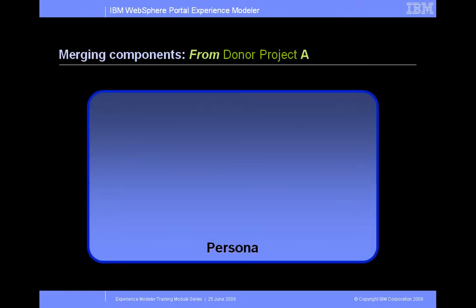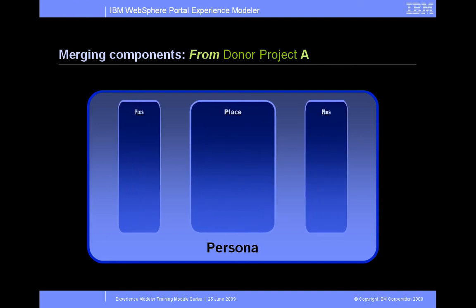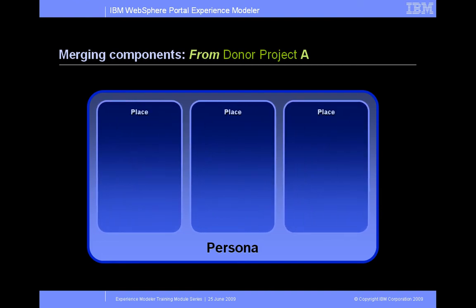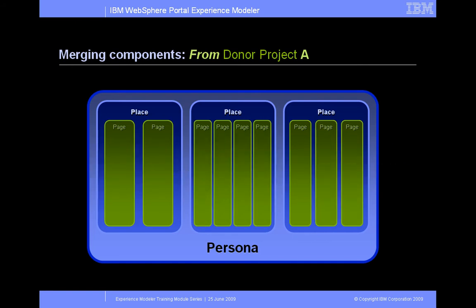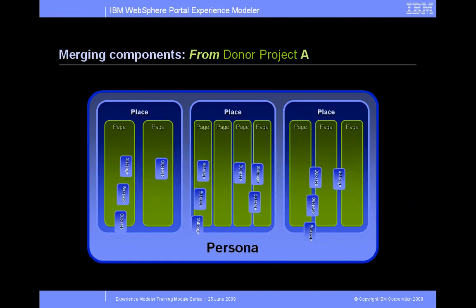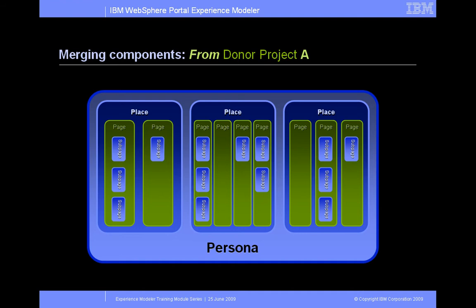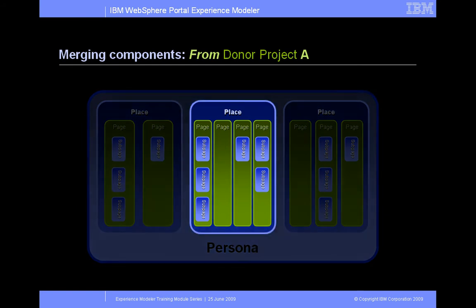Another way to understand the sitemap of a persona is as nested elements. Here we see a persona represented by the large rectangle. Inside the persona are 3 places. Nested within the places are pages, some of which have nested subpages. Let's say that we want to reuse the content within one of the place elements within another demo. To do this, we simply copy the place element.